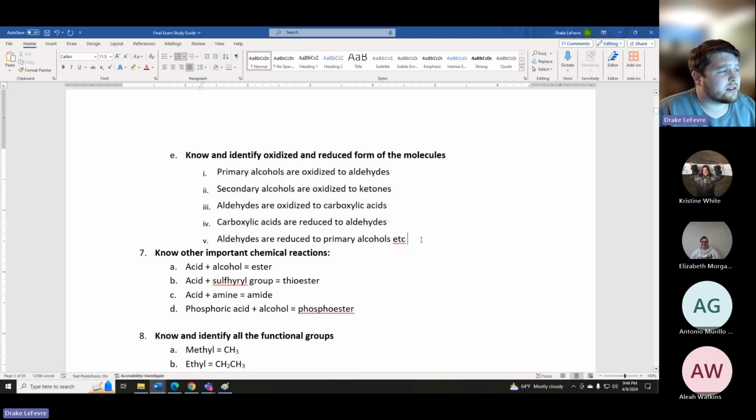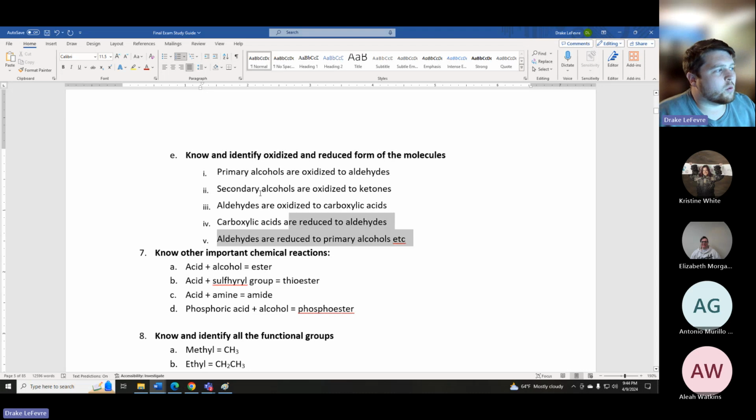If you go on Linus, do those practice questions, and here just understand primary alcohols to aldehydes, secondary alcohols to ketones, aldehydes to carboxylic acid, and that's literally how the question is going to be. It's like, primary alcohols are oxidized to which of the following? Aldehydes. Aldehydes are reduced to which of the following? Primary alcohols. Like that's how he's going to ask these questions.